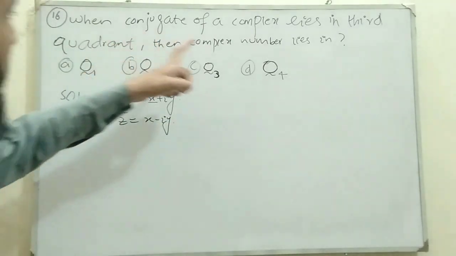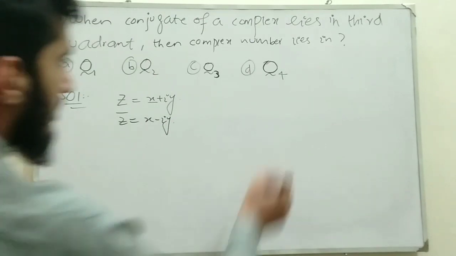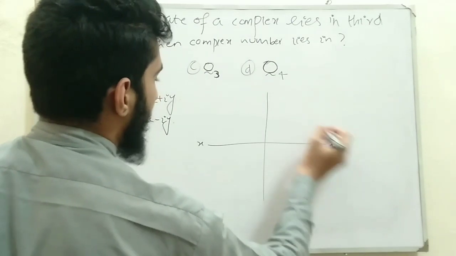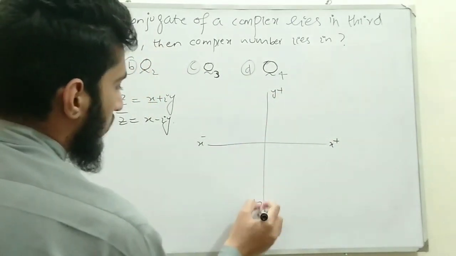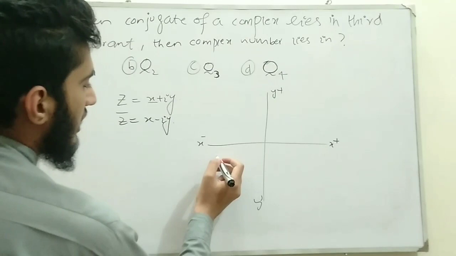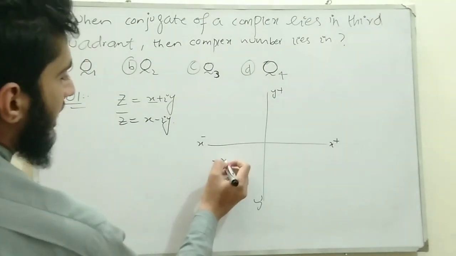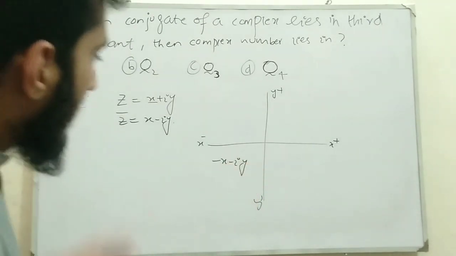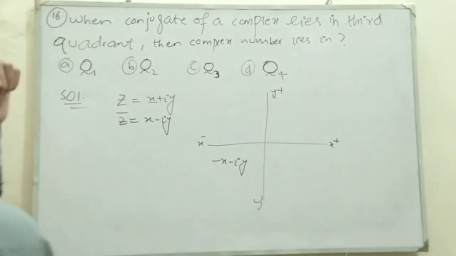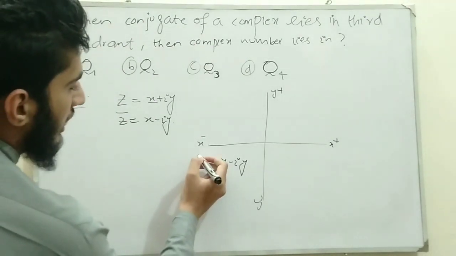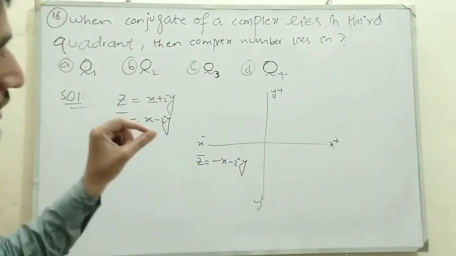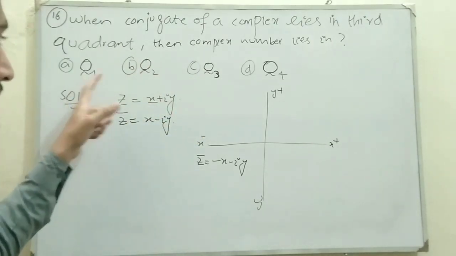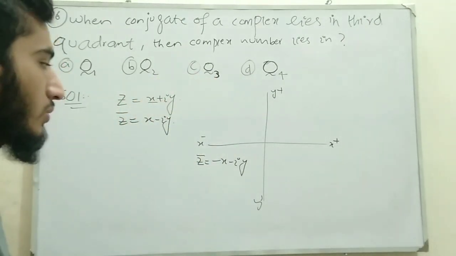But it tells that the conjugate of the complex number lies in the third quadrant, so you know that in the third quadrant both the x-axis and y-axis values are negative. Here x is negative and y is negative. This is the third quadrant, so x is negative and iota y is also negative. So this is the conjugate which lies in the third quadrant. So what will be the complex number, and in which quadrant will it lie: quadrant number 1, quadrant number 2, quadrant number 3 or quadrant number 4?